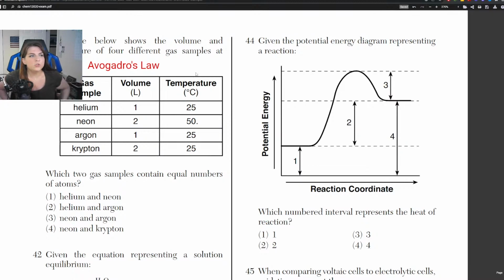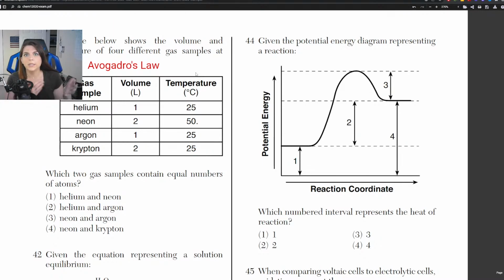Okay, 41. The table below shows the volume and temperature of 4 different gas samples at 100 kilopascals. This specifically is asking you about Avogadro's law. Avogadro is that he's got the world's worst portrait. The guy who painted that was absolutely terrible.